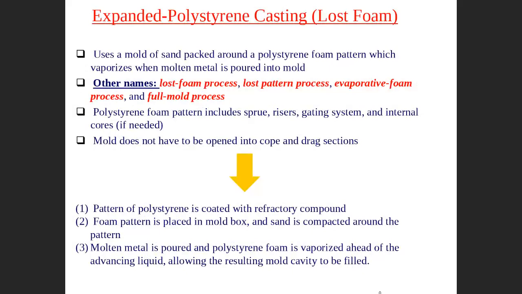Next is another process, and this one is really important. We call it expandable polystyrene casting, or lost foam casting. When I say lost foam, do you know the foam? The foam is white in color and is used to protect electronic devices. When you go to the market and buy electronic devices and open the box, you find the electronic device surrounded by the foam.